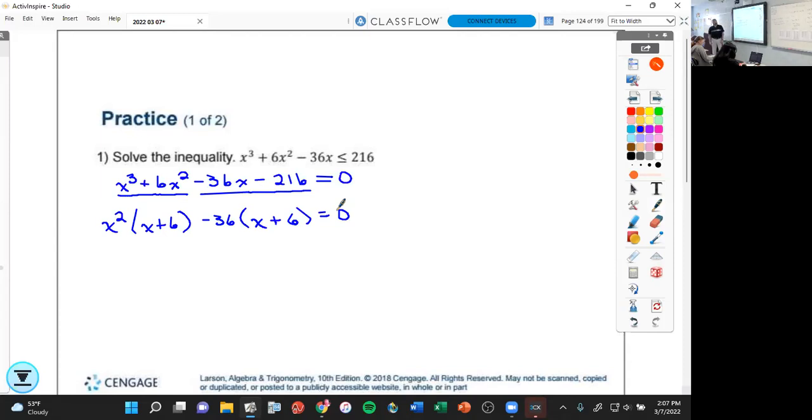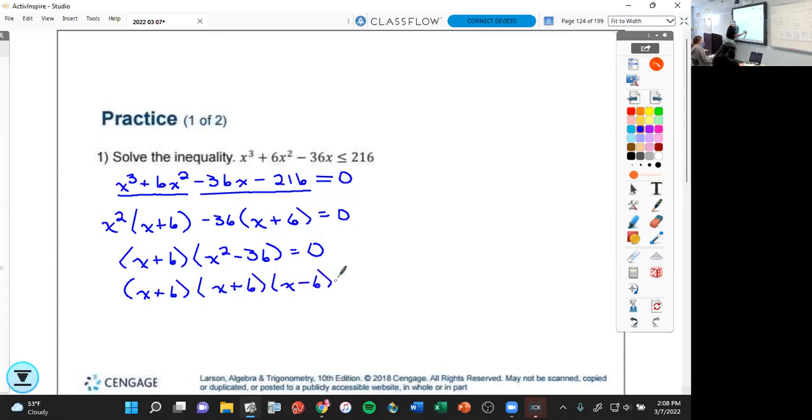Back to that. X plus 6. Pull that out. What's left? X squared minus 36. Am I done factoring? Difference of 2 squares factors, doesn't it? So I now have x plus 6 times x squared minus 36, which factors into x plus 6 and x minus 6.